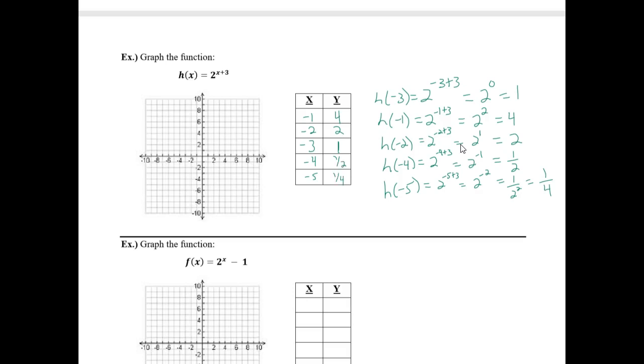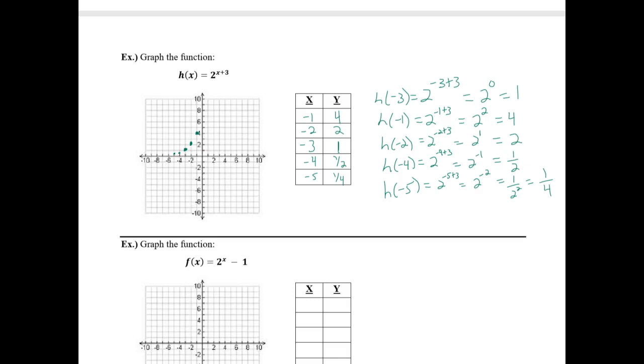Now let's plot some points. So I had -1, 4. And -2, 2. Whoops. Sorry, that was the wrong spot. -2, 2. And then -3, 1. -4, 1/2. And -5, 1/4.